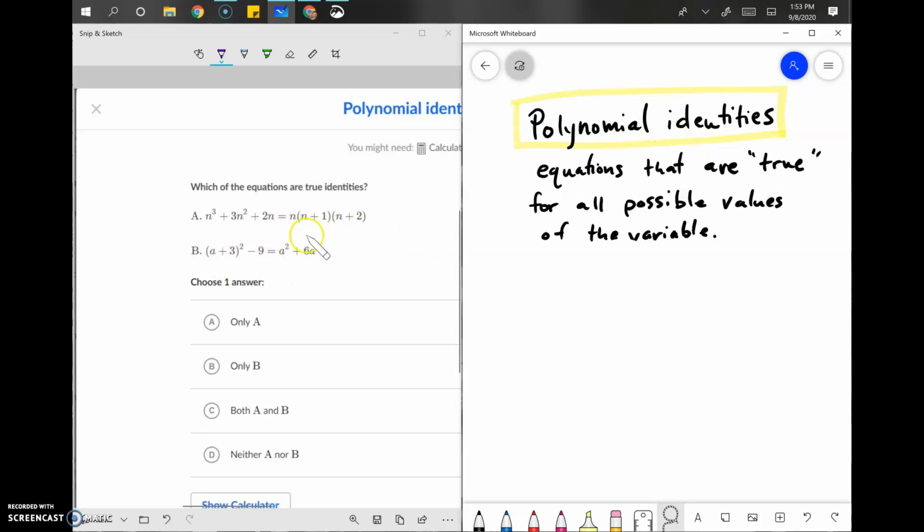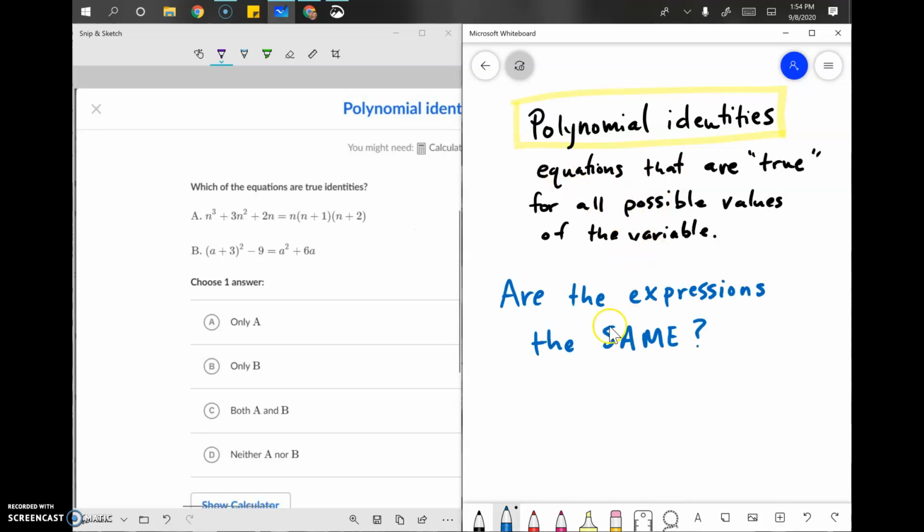In order for equations to be identities, it's got to meet this definition. I'm going to go ahead and read it right here. Polynomial identities are equations that are true for all possible values of the variable. I'm going to pause that and give you a much easier way of understanding this, because I was confused when I read this definition. The way of understanding this definition is, are the expressions in the equation the same?